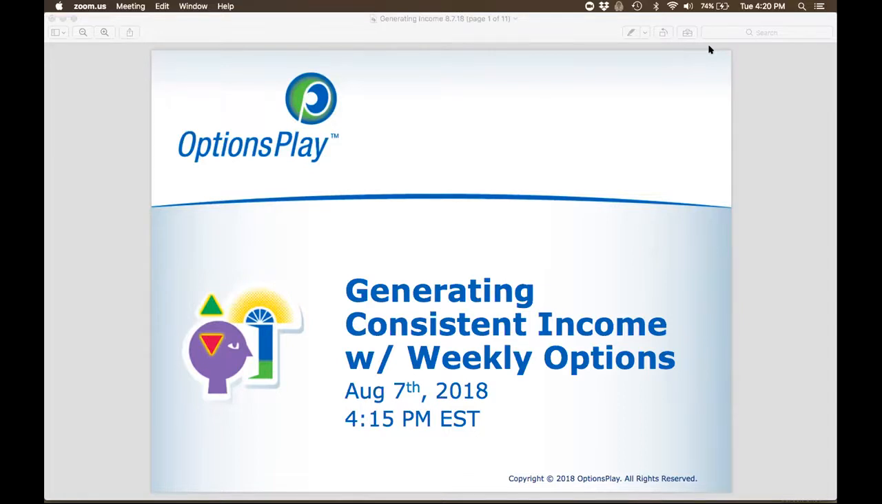Now, how many of you are familiar with covered call strategies? If you are, please type yes into the chat window. And if this is a relatively new strategy for you, please type in no, just so I get a feel for who's in the room. Okay, quite a few yeses, but also quite a few nos, and that's great.